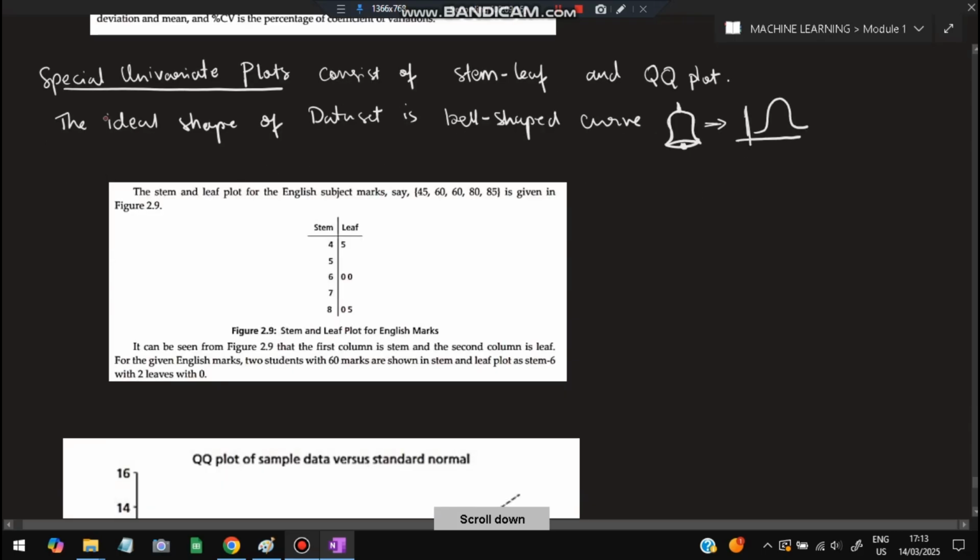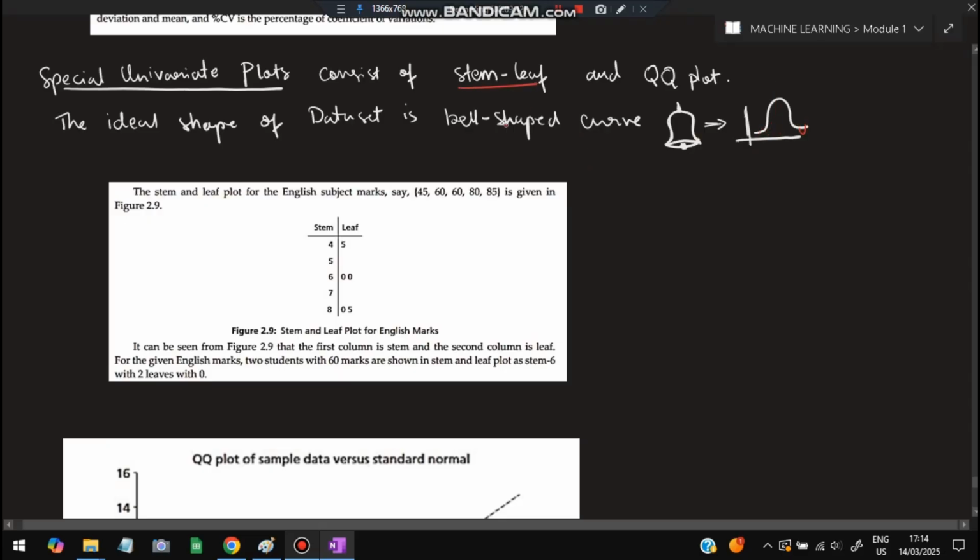Okay, the last topic is special univariate plots. To plot univariate data, we'll have two things. The first is the stem leaf plot. Second is the QQ plot. The expectation is that the data will be bell shaped. A bell shaped curve means this is the starting part, this is the ending part, in the middle it should be the highest, and at the ends it should be the lowest. That kind of representation is called ideal data.